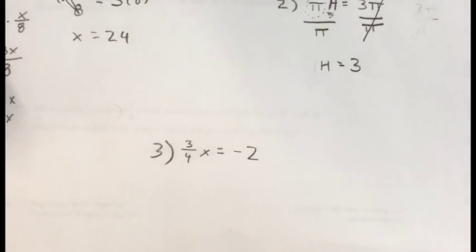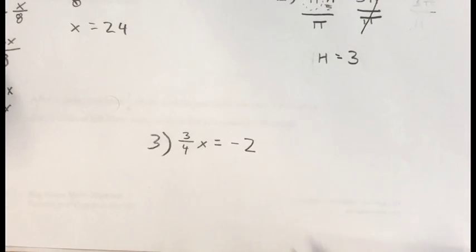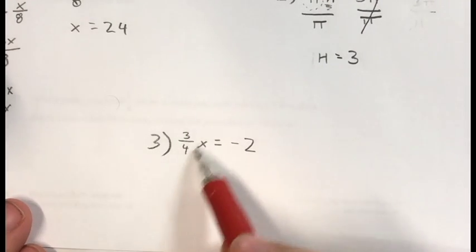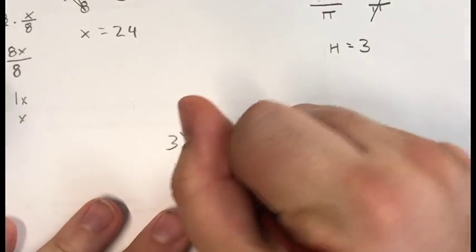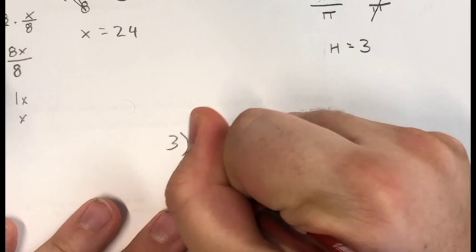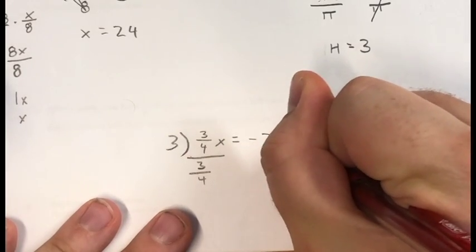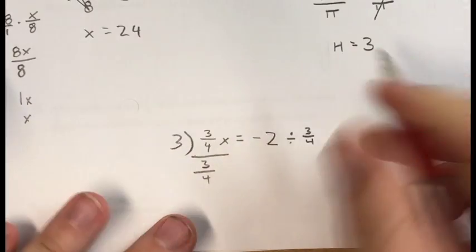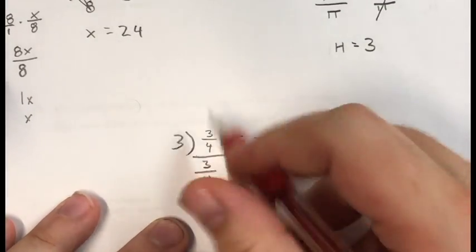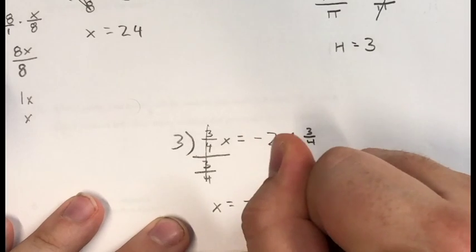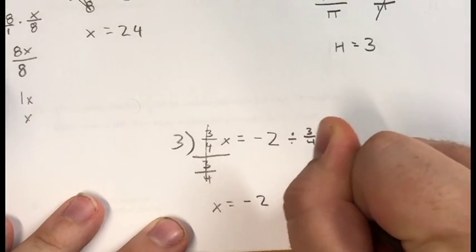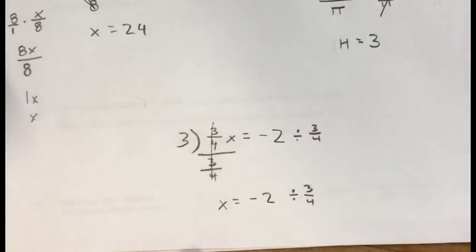3 over 4, or 3/4 x equals -2. And since this is a fraction and it's multiplying, in order to get rid of it, I have to divide it. What happens? 3/4 divided by 3/4, that cancels out, and that gives me x is equal to -2 divided by 3/4. Now, what do I do here?